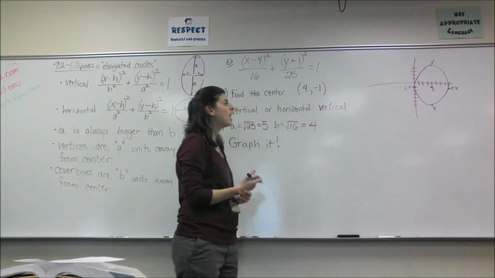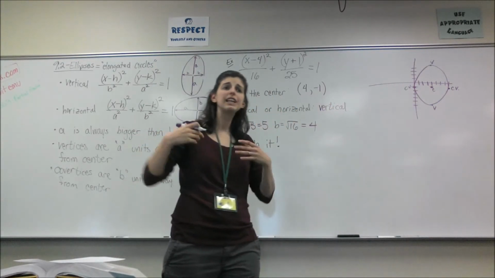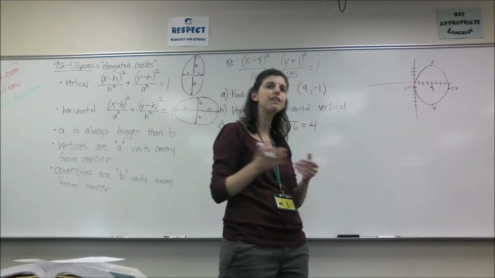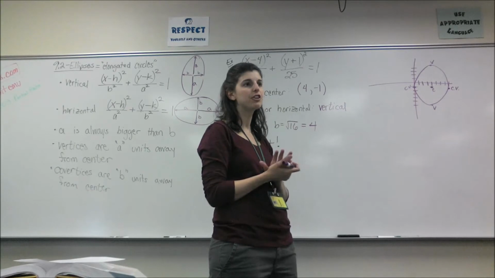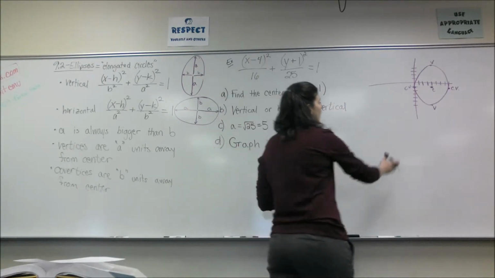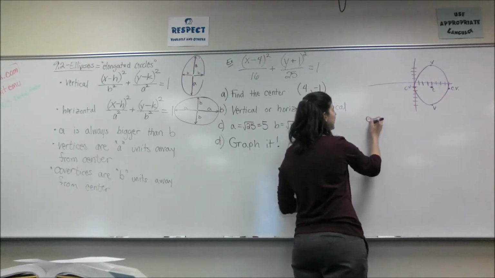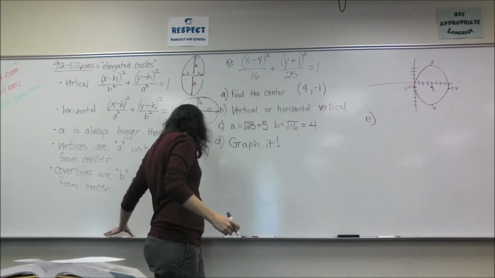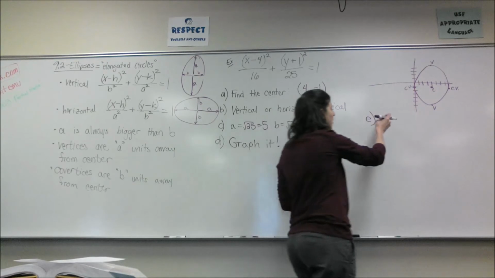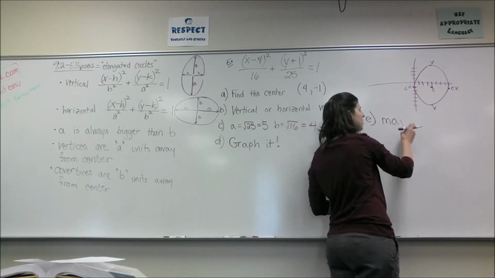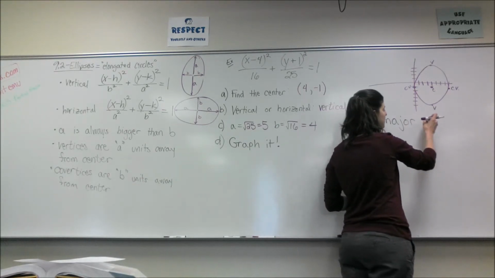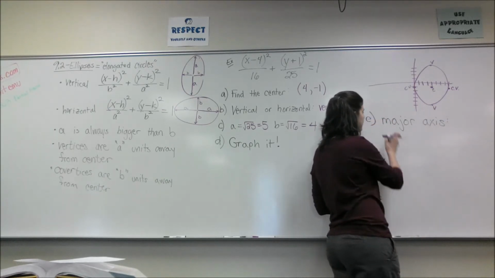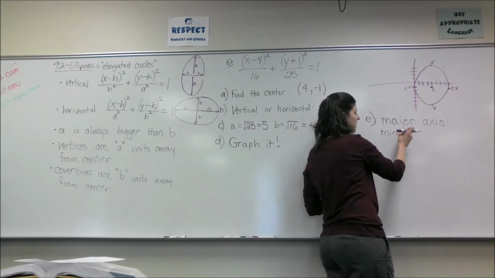Okay. If it actually asks you to list your vertices and co-vertices, you would just name the ordered pairs. You'll have 2 of each. You'll have 2 vertices and 2 co-vertices. Okay. Now, part E, I want to know what's the major axis and the minor axis length. Now, there are formulas for this, but you don't need it if you understand what it's asking you to find. So the major axis and the minor axis.